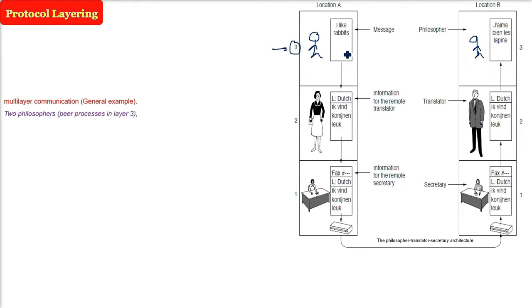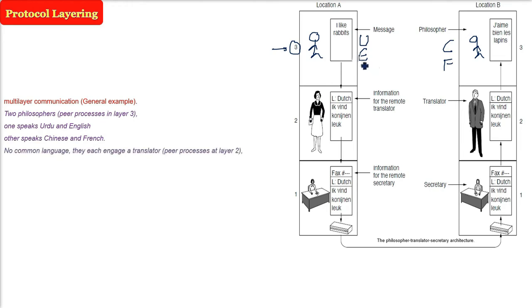But one of the philosophers can only speak Urdu and English. The other one only knows Chinese and French. So there is no common language between them. So they will hire a translator. Now these two translators of the different philosophers are at layer 2. So they are peers, because their whole work is translation.